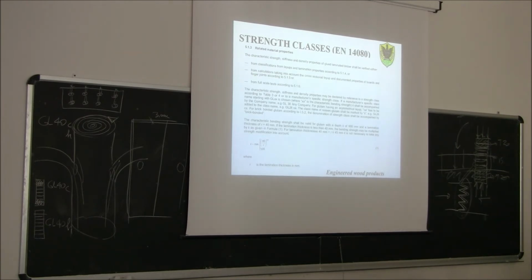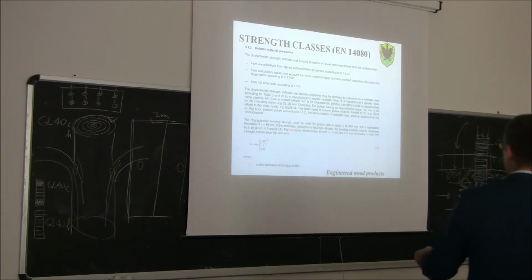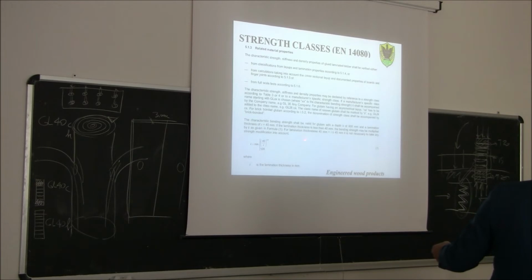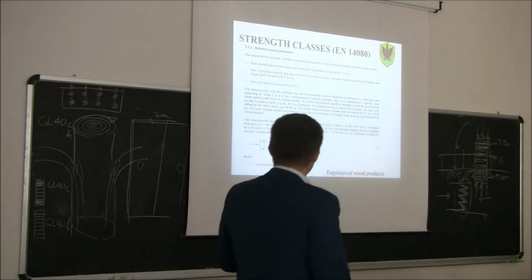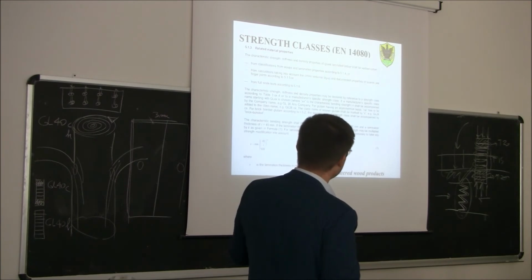40. Did I say something wrong? So the whole cross section must be 600 millimeter deep, and the lamination shall be made of 40 millimeter thick boards. So, if the thickness of the lamination is less than 40 millimeter, then the bending strength will be multiplied by this factor here.